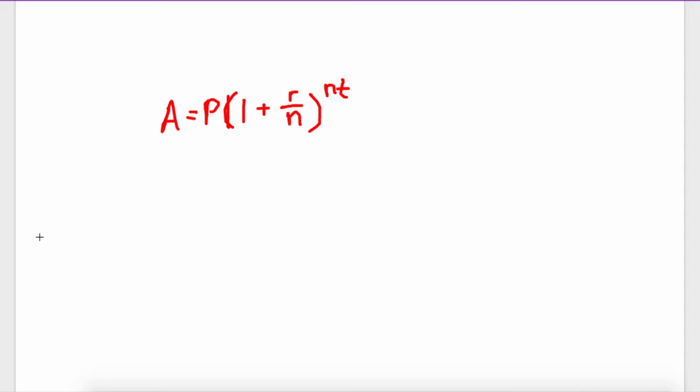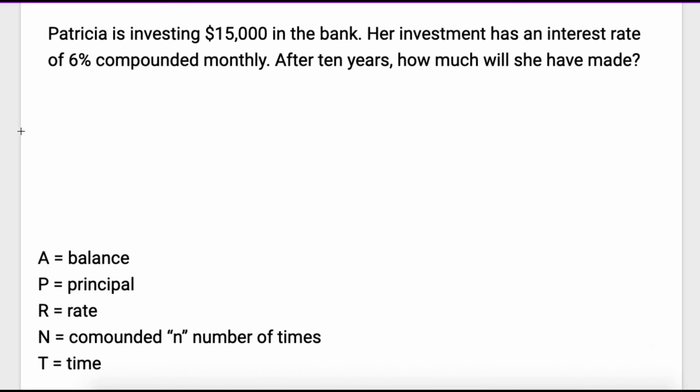Now let's put this into a problem. So let's say Patricia is investing $15,000 in the bank. Her investment has an interest rate of 6% compounded monthly. After 10 years, how much will she have made? As we can see, Patricia got a lot of money.